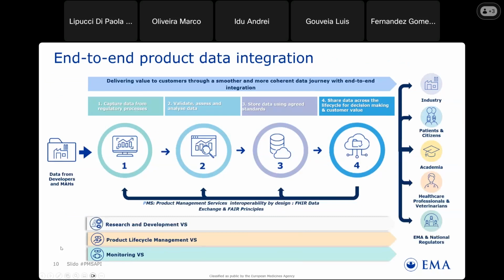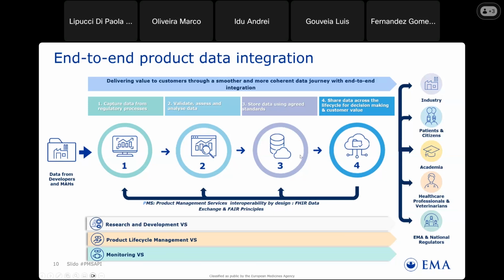This slide gives you an understanding of where we want to reuse the PMS data, so the structured products information, across the life cycle. It's just a repetition of what I said before. Of course, you need to be able, as a MAH, to submit your data into your regulatory processes, to prepare your application, to make sure that the data are assessed and validated. And then once this is approved, you need to store the data.